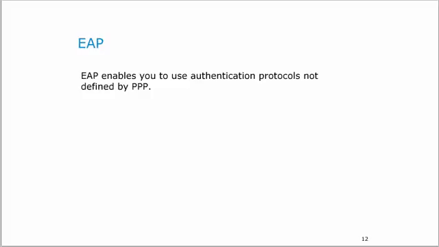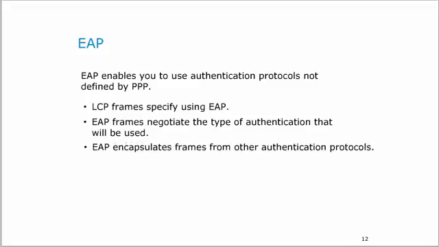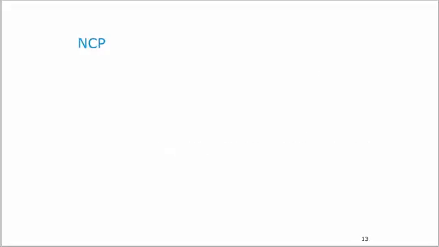EAP makes it possible for PPP to use authentication schemes that are not part of its own protocol suite. For example, the authenticator and the peer might use the authentication scheme defined by a network operating system. In this case, LCP frames specify using EAP. EAP frames negotiate the type of authentication that will be used, and EAP encapsulates frames from other authentication protocols. Although EAP enables you to use authentication schemes, it is not actually an authentication protocol.